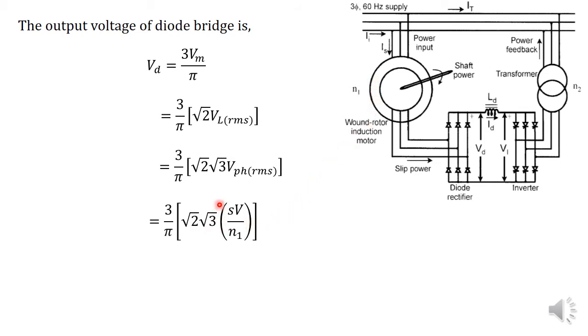So we have the per phase value of the rotor induced EMF is equal to S into stator phase voltage divided by the turns ratio. That is equal to 3 root 6 S V by pi N1. So this is the equation for VD, that is the output voltage of the diode bridge.